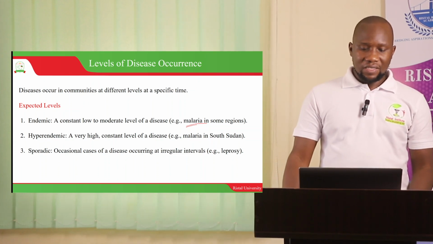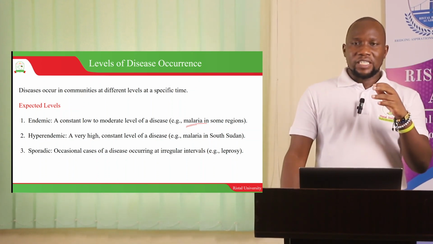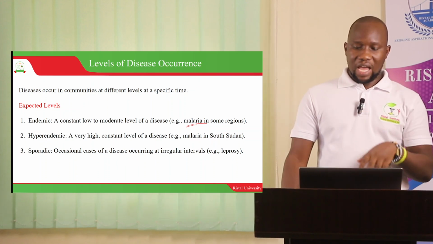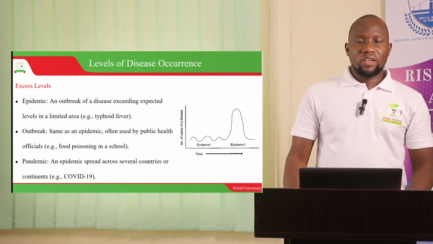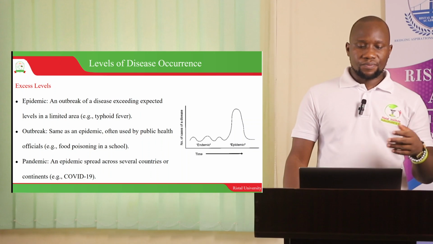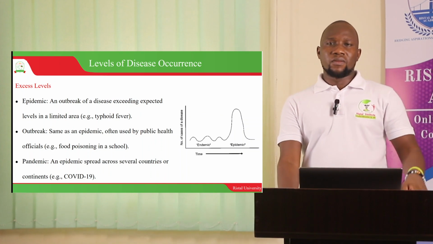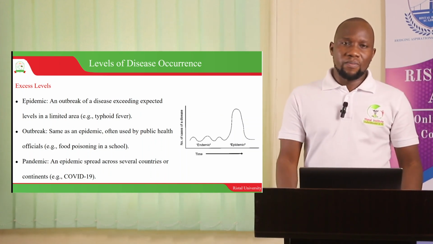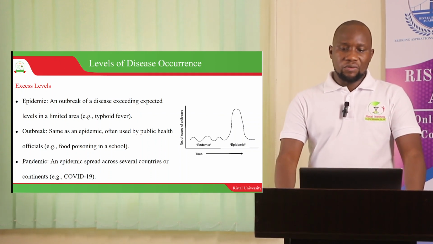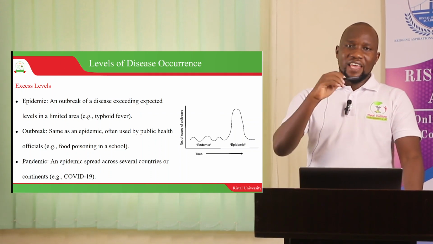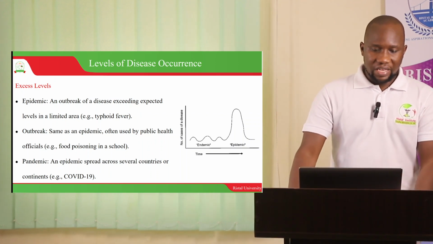And then sporadic diseases appear anyhow, in different areas at different times. These are what we call sporadic cases. And then cases that occur in higher amounts compared to perhaps previous years, we call an epidemic. You have the numbers shooting higher. This is usually associated with outbreaks in particular areas.